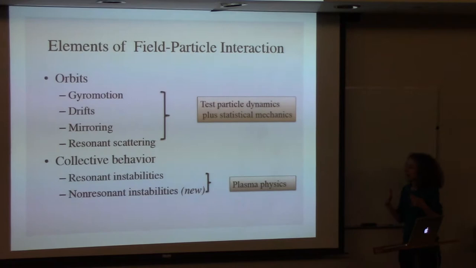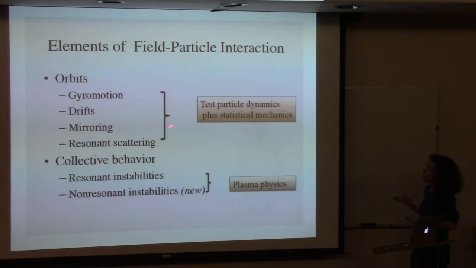And what we do is we use a combination of orbit theory, which is basically test particle dynamics plus statistical mechanics, and we break the orbits into a gyro motion around the magnetic field, drifts, which I'll describe, caused by inhomogeneity in the field, mirroring, same category, and a process called resonance, which I'll explain. And then there are collective phenomena, which are instabilities that the cosmic rays drive, and that's where the plasma physics comes in.